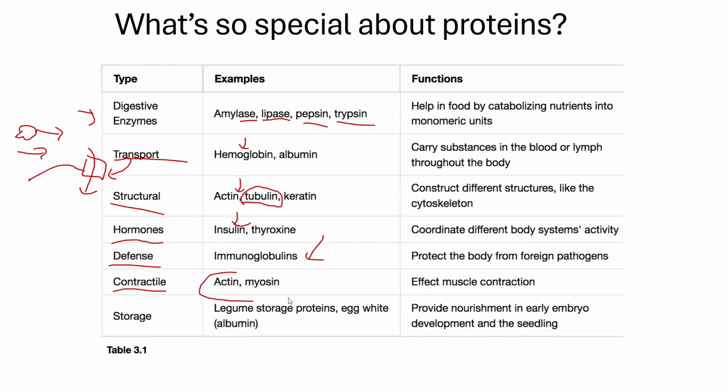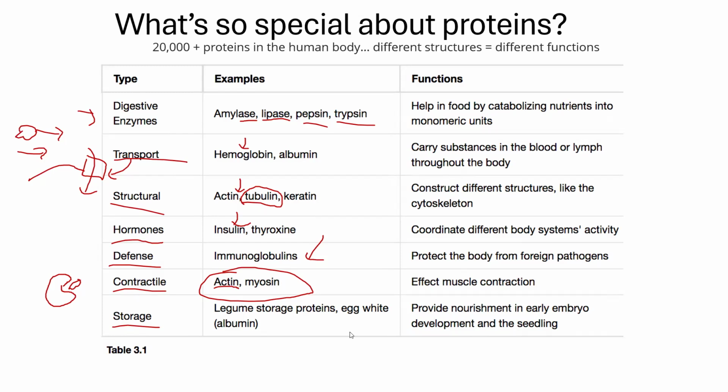Contractile, actin and myosin. This is found mostly in eukaryotes, but you can find at least actin in a lot of prokaryotes. And then storage. These are places where you can have proteins that have a non-catalytic substrate binding site, and they can store large molecules that can then be accessed for cell function after the fact.